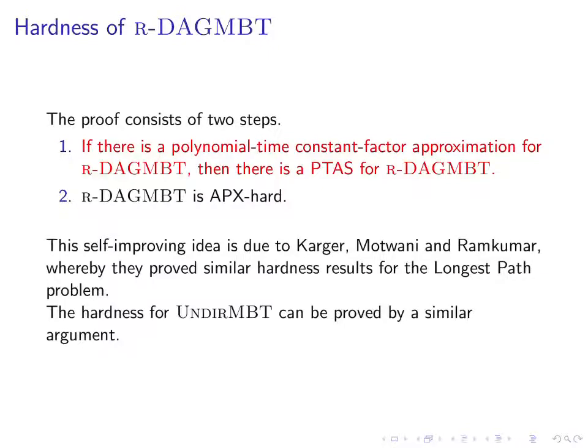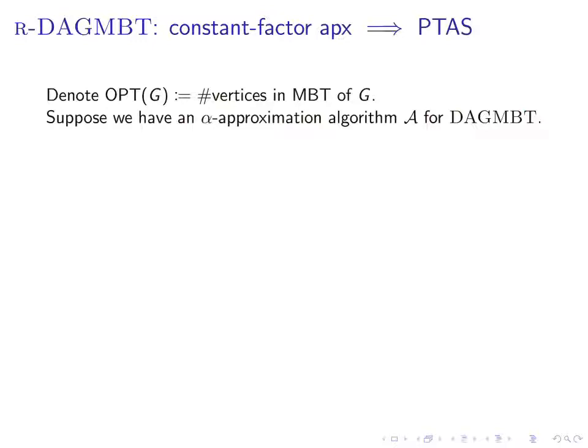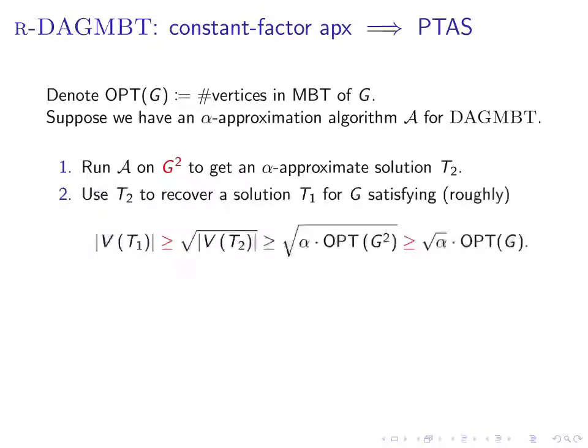Okay, so let's focus on the first step of the proof. Let opt of G denote the number of vertices in the MBT of the given graph G. Suppose we already have, in a black box manner, an alpha approximation algorithm A for this problem. What we want to do is first construct a squared graph G squared based on G, run the black box algorithm A, and get an alpha approximate solution T2. The goal is to recover a solution T1 for the original graph G by examining T2.